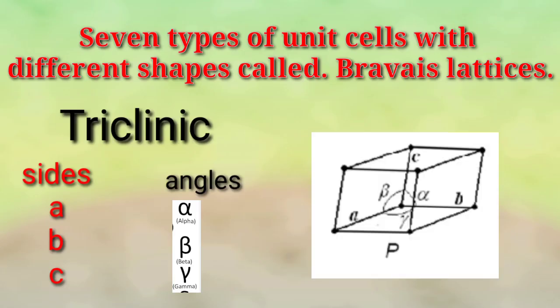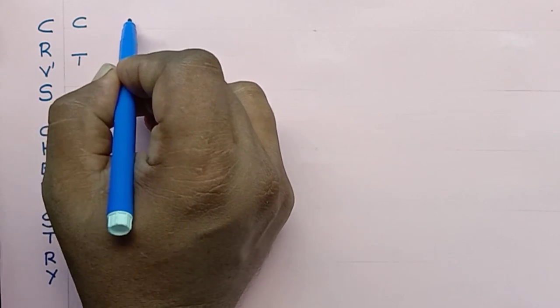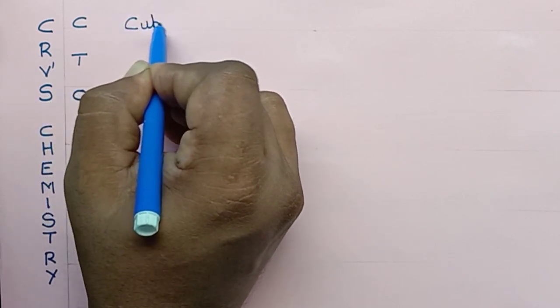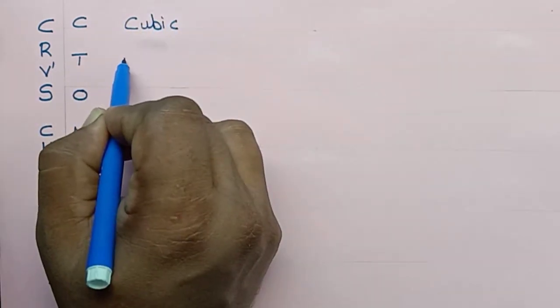For learning different crystal systems, we are considering their sides as A, B, and C, and their angles as alpha, beta, and gamma. In order to learn the relation between sides and angles of 7 unit cells, you have to remember a key word: CTOM THR.